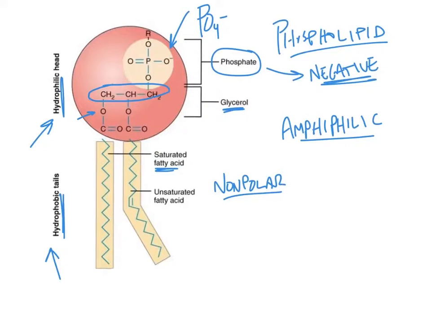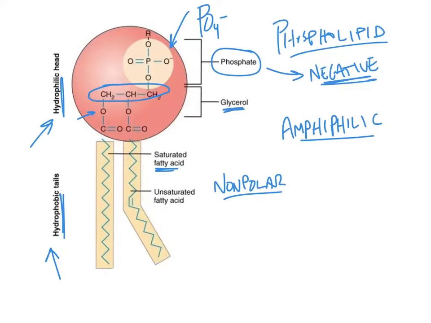Amphiphilic just means it has two characteristics. One side of it likes the water, it's hydrophilic. The other side likes nonpolar areas, so it's hydrophobic. Amphiphilic just says that this particular molecule has two sides to it, right? A water-loving side and a water-hating side.